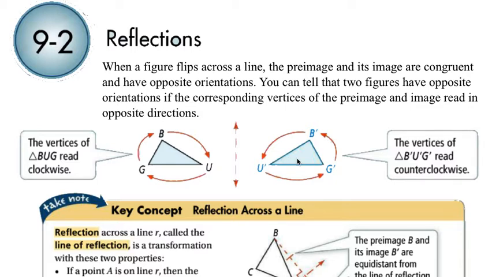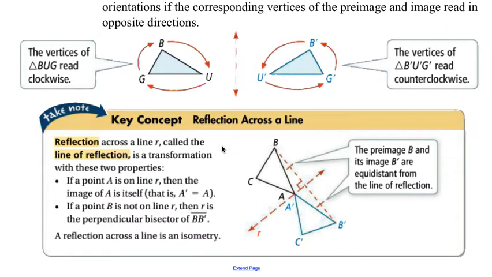Now, in order for this to be an isometry, these figures will be congruent. But one thing that you will notice with reflections is their orientations will be opposite. What I mean by that, if you look at triangle BUG, when we go in the same direction we get triangle BGU, so it actually flips and goes in the other direction. It goes counterclockwise versus clockwise. So the image and the pre-image have opposite orientations.